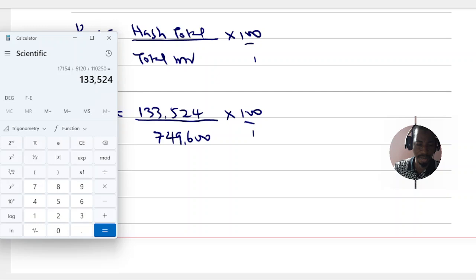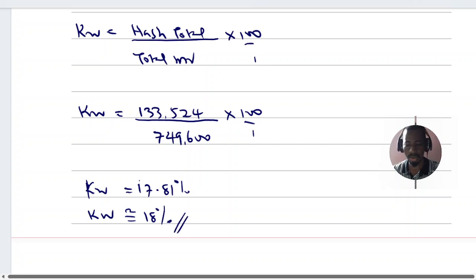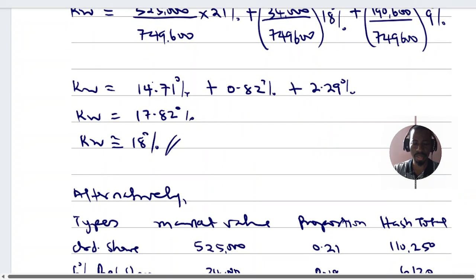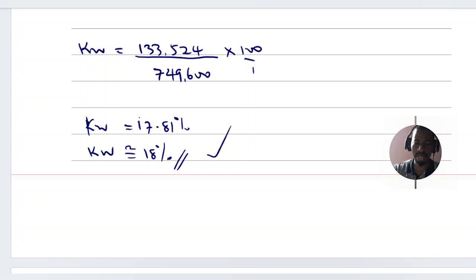So I will say divided by 749,600, equal to, that's 17.81. So WACC is equal to 17.81%. Approximately, WACC is approximately 18%. Which is consistent with what we got using the formula method. So 18% is the same thing as using the tabular method.